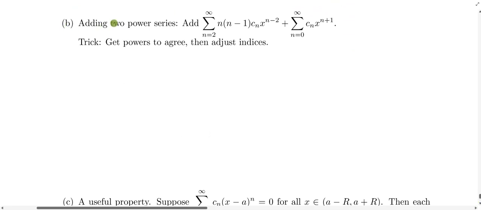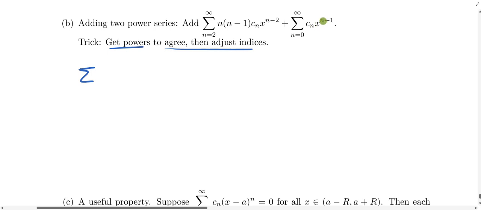So this is something we're going to do a whole lot in this course, which is we need to add together 2 power series. And so my trick, the thing to remember when you're adding together these 2 power series: first, get the powers to agree, and then shift their indices. So if we look at the powers here, when n is 2, this is going to start at 0. And here, when n is 0, this is going to start at x to the first. So this has an x to the 0 as its first term, this has an x to the first.